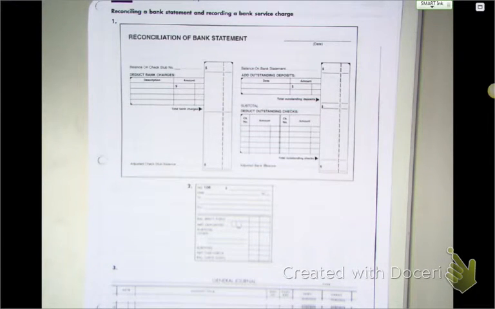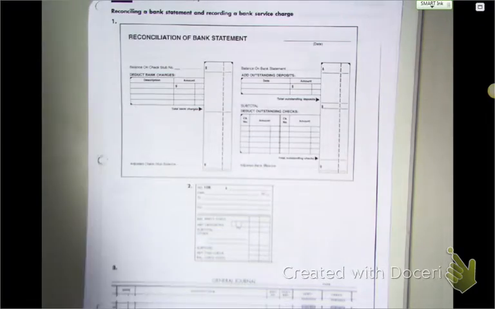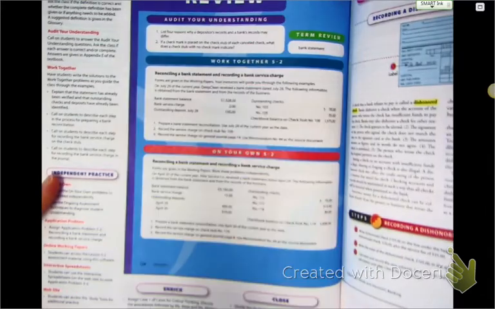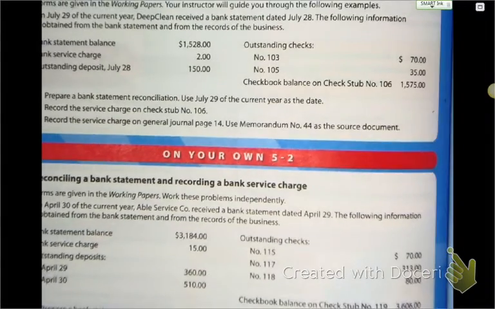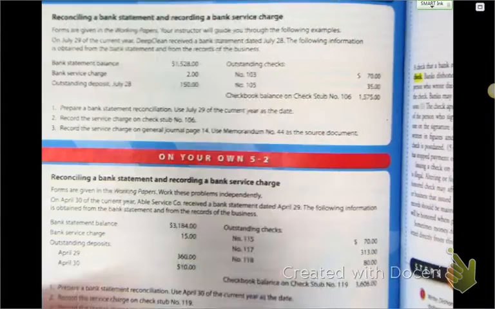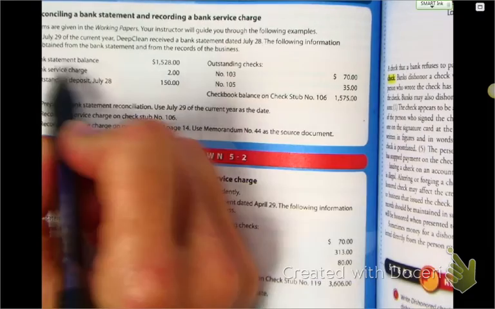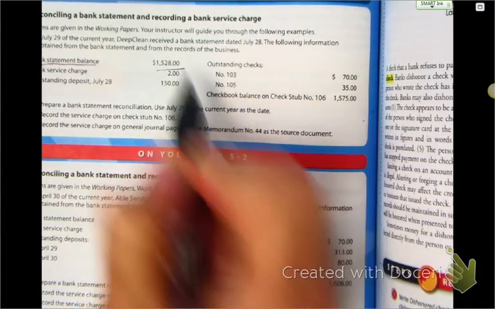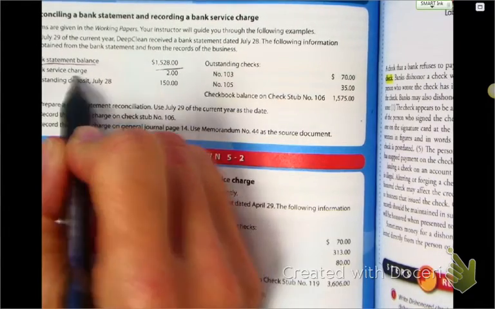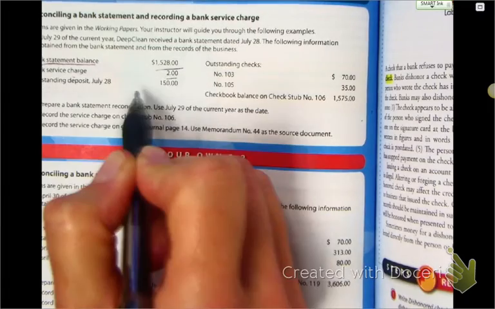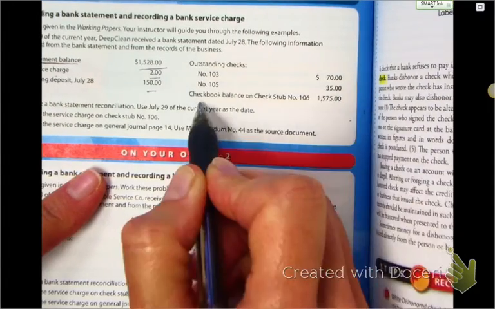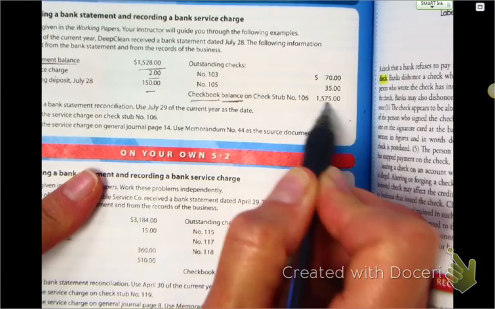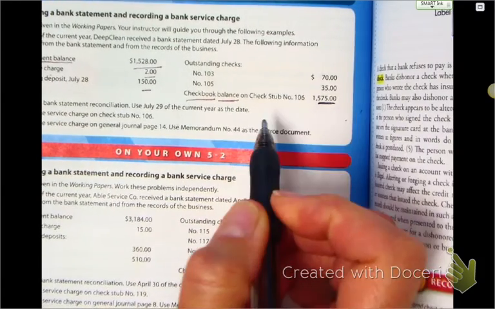So, pieces of information that you need to pay attention to is you need to focus on the fact that this says the bank statement's balance, the fact that this says bank statement service charge, outstanding deposits, outstanding checks, and then the checkbook balance. Okay, these are all very important pieces of information.